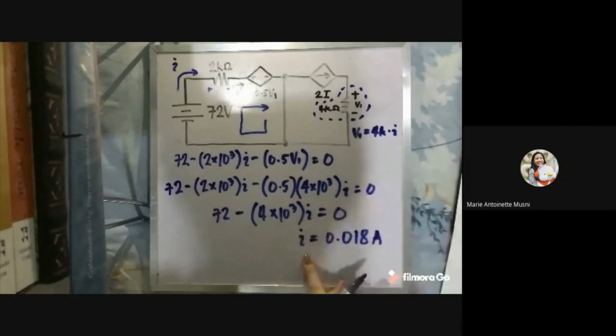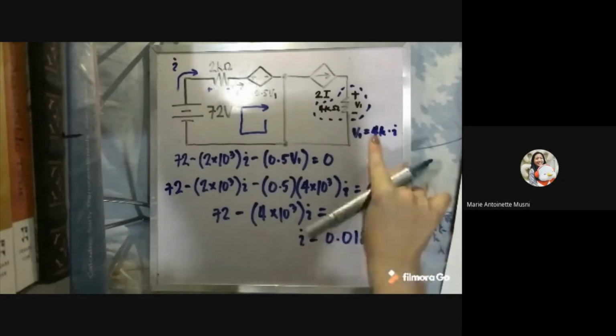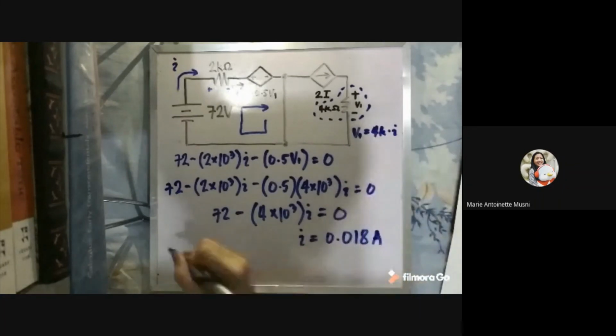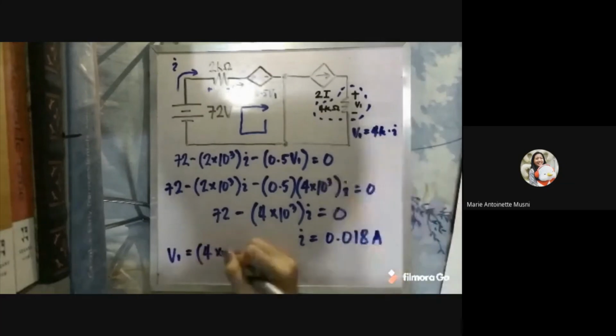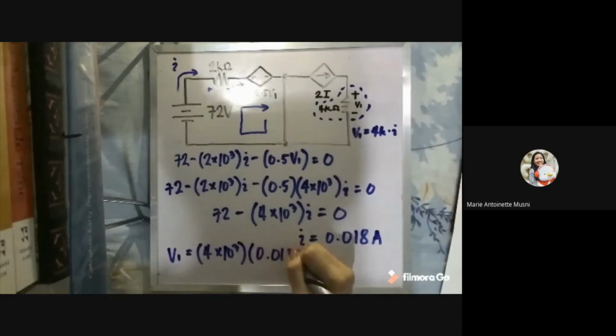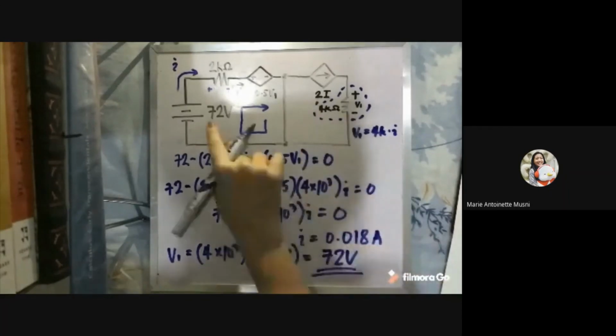Now we are asked to find V1. We can plug this value of I into our equation. So that's V1 equal to 4 times 10 raised to 3 times I, and we have I here, times 0.018, which gives us a value of 72 volts. So that is the value of V1 in this circuit diagram, which is just equal to the battery voltage.